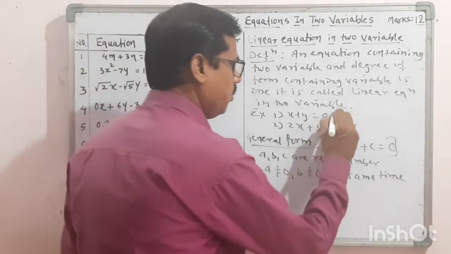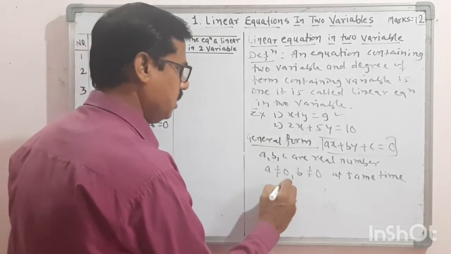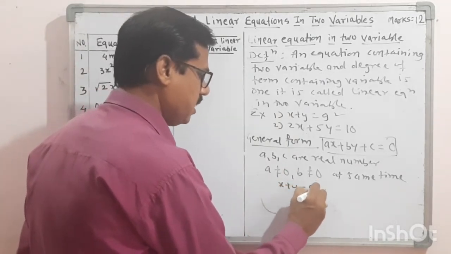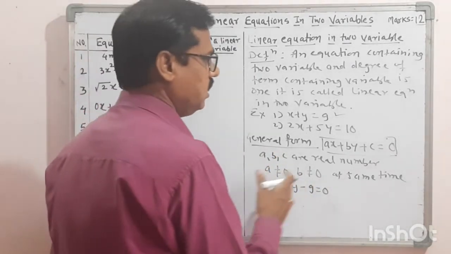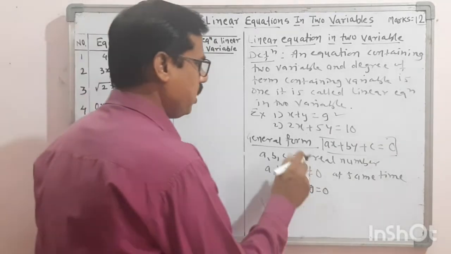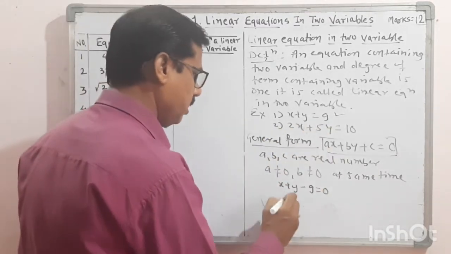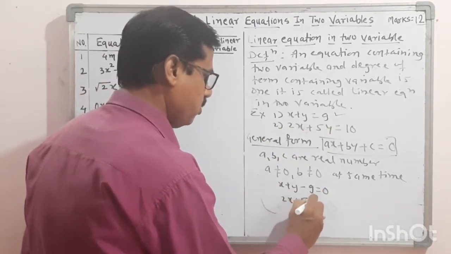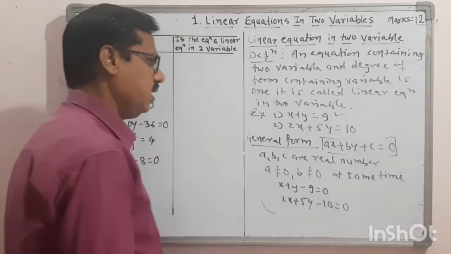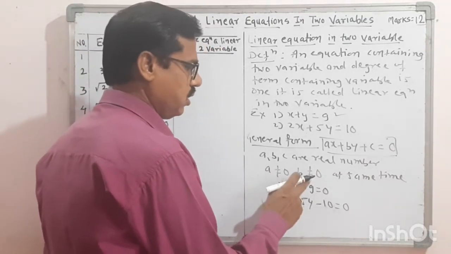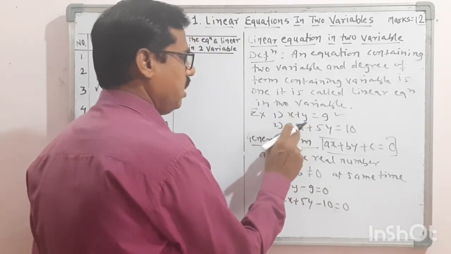What is the general form of the equation x plus y equal to 9? We write this equation in the general form as x plus y minus 9 equal to 0, meaning ax, by and c are all in the LHS, and RHS is 0. The general form of the second equation, 2x plus 5y equal to 10, is 2x plus 5y minus 10 equal to 0. And what is the condition here? a and b, the coefficients of x and y, are not equal to 0 at the same time.